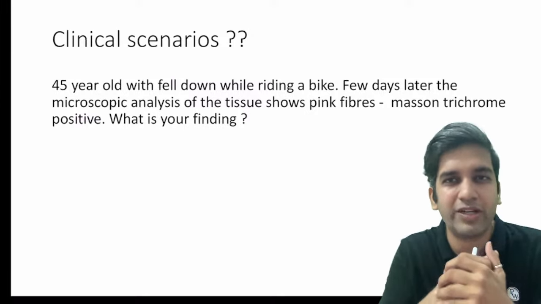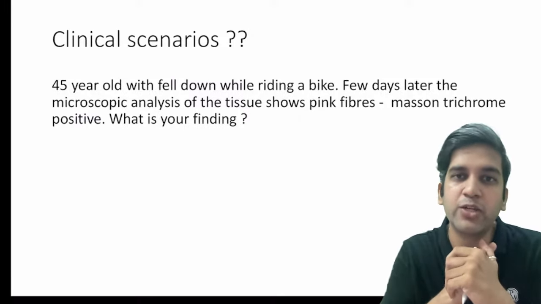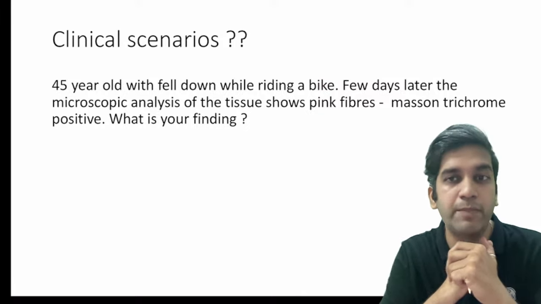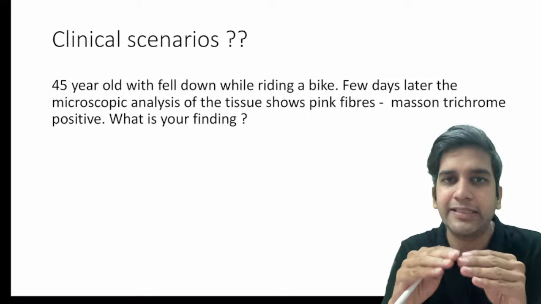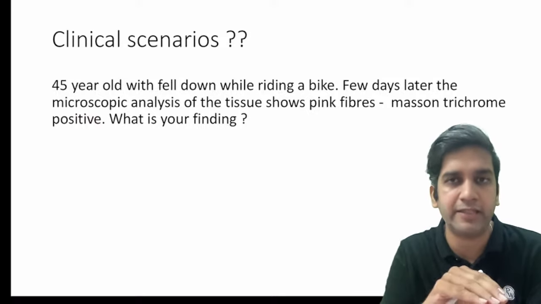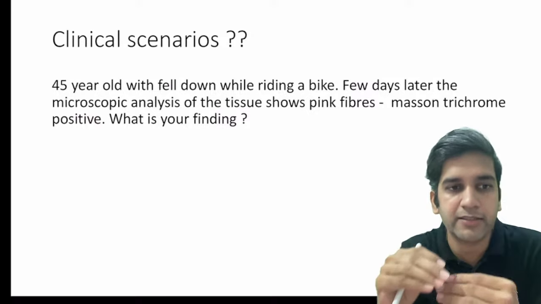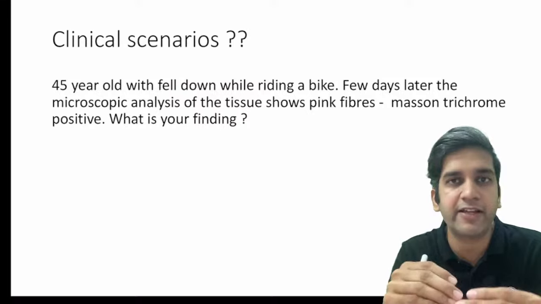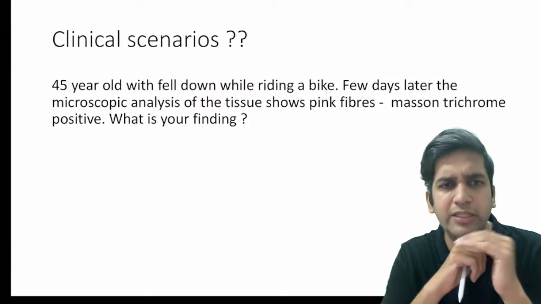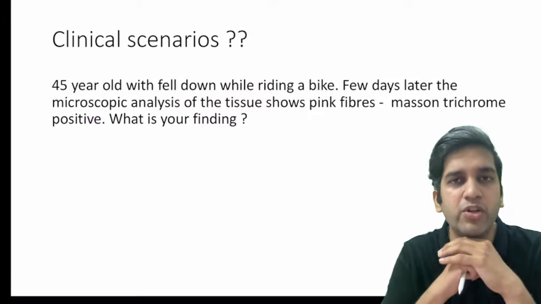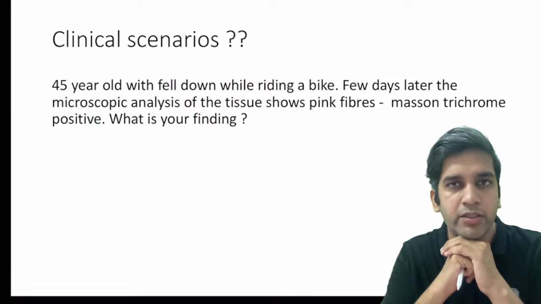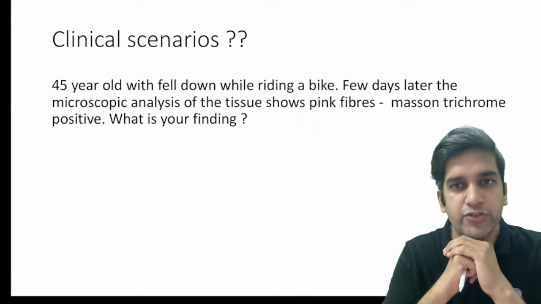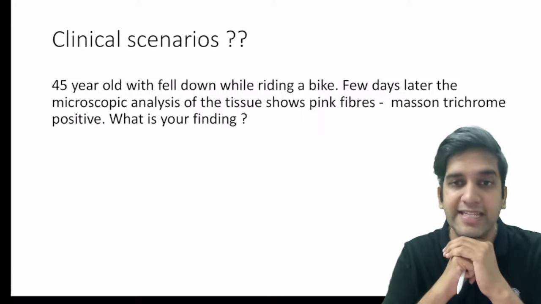A 45-year-old fell down while riding a bike. A few days later, microscopic analysis shows tissue with pink fibers which are Masson's trichrome positive. What do you think is the stage of wound healing here? Is it day 3, day 4, day 5, day 7? What day do you think? So tell me, what is the inference here? What are you seeing in the microscope? Can I call it scar tissue? Yes. Scar tissue, you generally see in day 7, right?